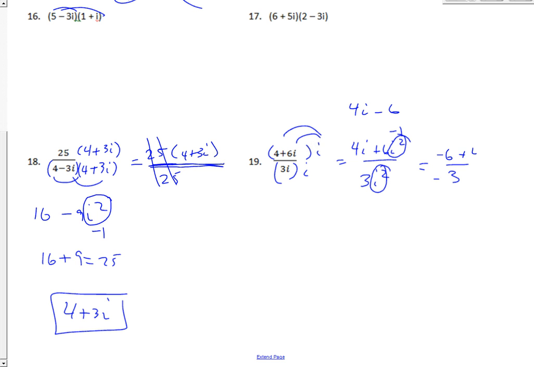Now, because this leading number on top is a negative number and the bottom is a negative number, I'm going to factor out a negative 1 from my numerator and cancel out the negatives. But I can't just cancel right now because that's only canceling it from one term. I need to cancel it from the entire top. So if I factor out negative 1, that will give me 6 minus 4i. Now I can cancel out the negatives, and my final answer is 6 minus 4i.